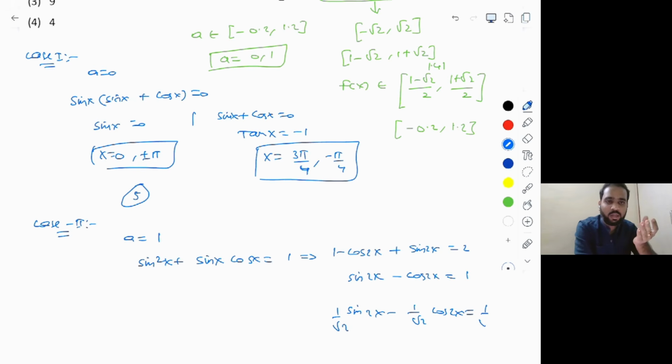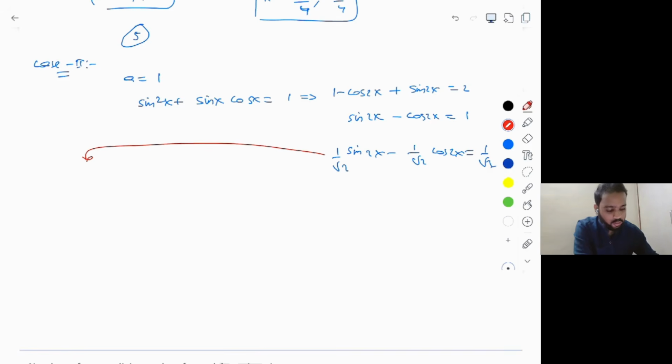But left hand side is very clear. It's because it is in the form of sin A cos B minus cos A sin B, right? Let us try to do that. So if I take this 1 by root 2 as cos of pi by 4 and this 1 by root 2 as the sine of pi by 4, I can directly write this as sine of 2x minus of pi by 4, sine A cos B minus cos A sin B, which is equals to 1 divided by root 2. Now it is a simple trigonometric equation that we know.